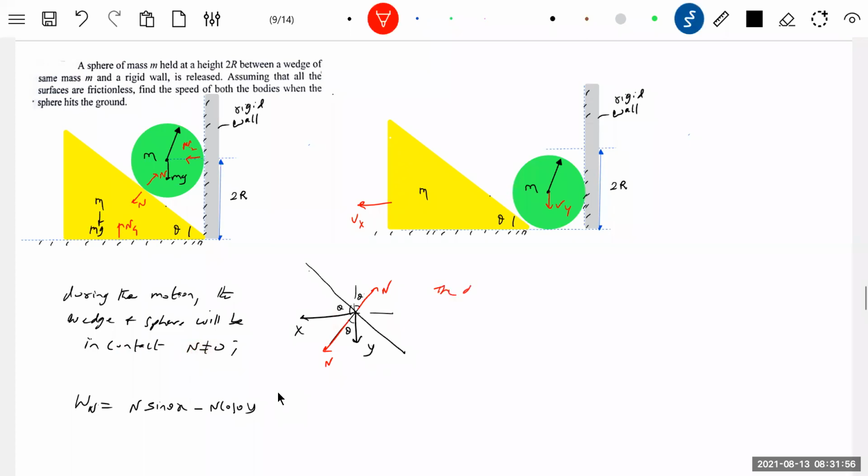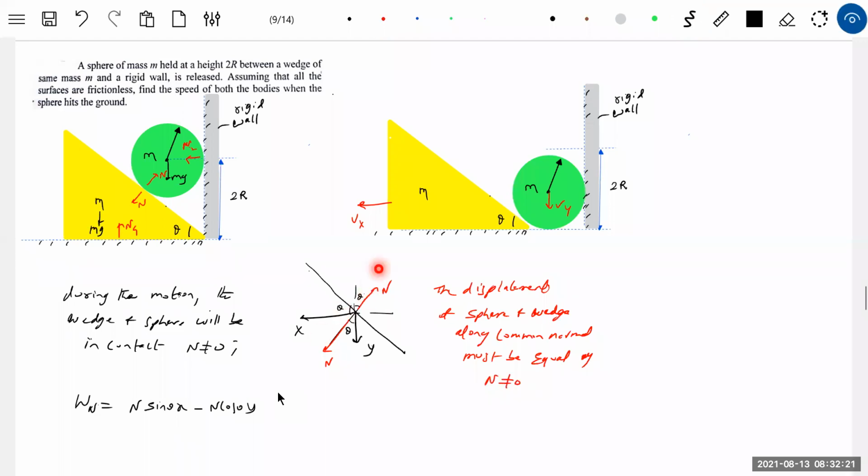So what is the constraint equation? The displacement of sphere and wedge along the common normal must be equal, as N is not equal to 0 along the common normal, because N is non-zero. There's a constraint equation. So therefore now what is the constraint equation? I can bring it, x sine theta equal to y cos theta. Now let me replace that here. N x sine theta, I can write it as N y cos theta. So what is the net work done by the normal contact on the system? 0. Then the only force doing work is the gravity, the weight mg.